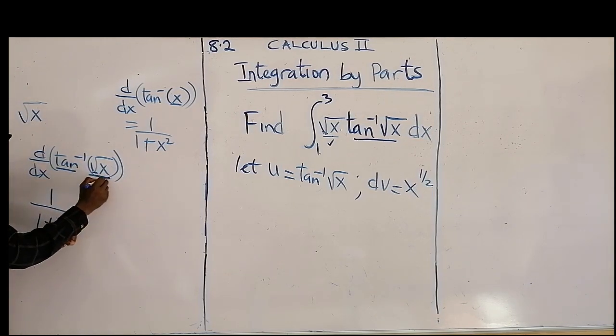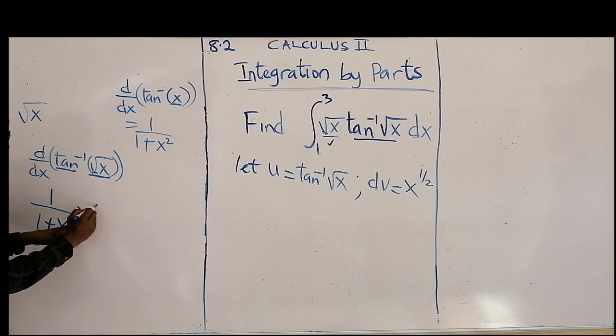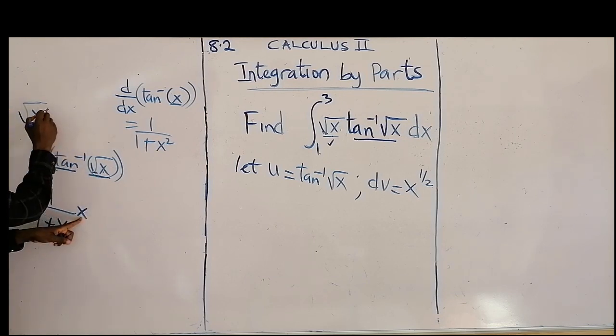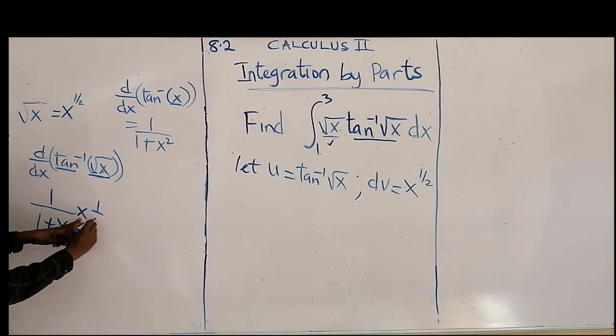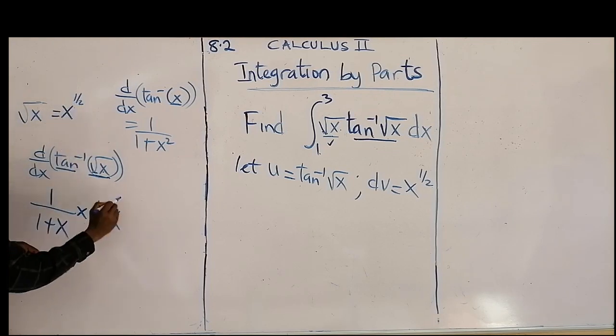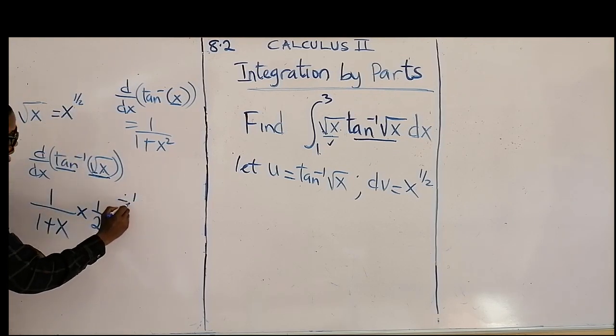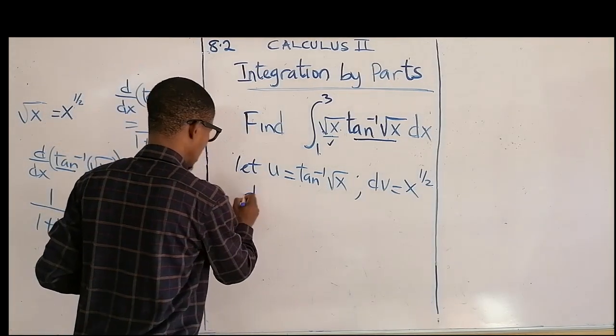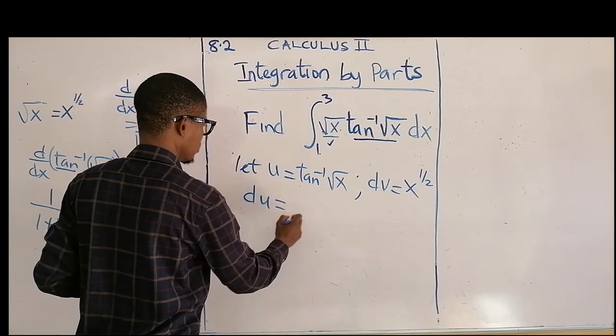The derivative of this function, which will be, don't forget, this is equal to x to power half. So the half will come to the front, and then we have this, and then the half also minus 1. So we have this. The u now, we can come back here. The u is equal to this.